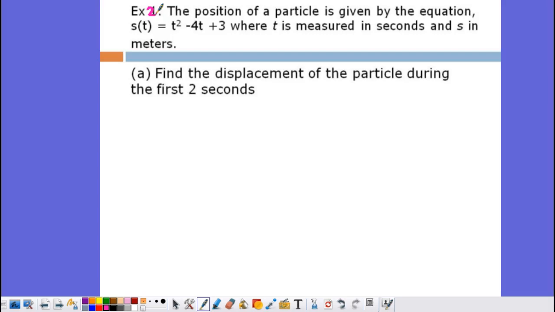Displacement is going to be final minus initial. So it's not enough to just say S of 2. We have to do S of 2 minus S of 0, because we have to take into account that this particle started at 3. So again, displacement is going to be final minus initial, where it's the final position at 2 seconds, subtracting away the initial at 0.